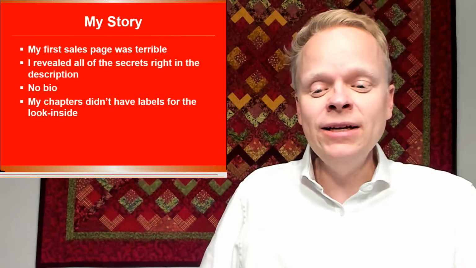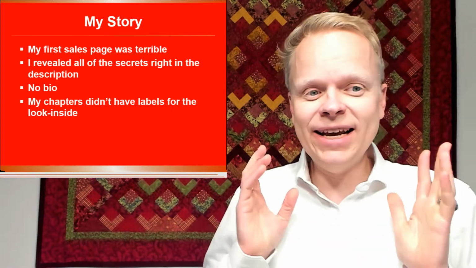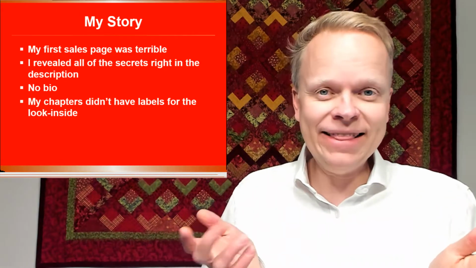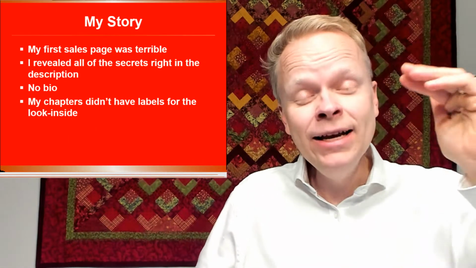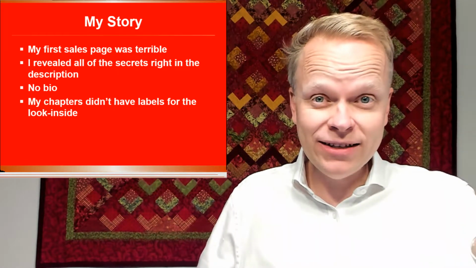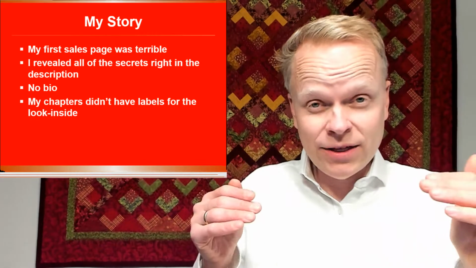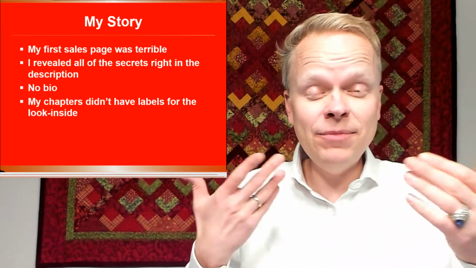The next one is my chapters didn't have labels for the look inside. So when you get to Amazon, you're going to notice right off the bat, they have an area where you can click look inside and it will show them the breakdown of the book, starting with the table of contents where they can see whether those things listed in the table of contents tempt them to buy the book.